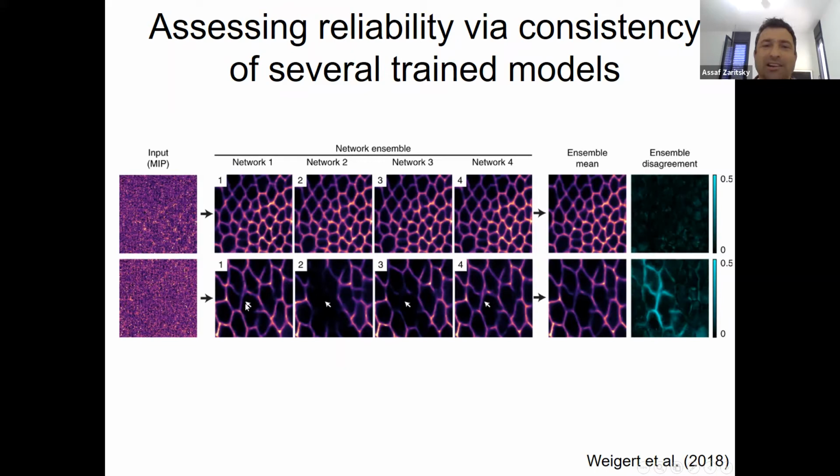cell-to-cell junction, right? The junction that connects the two cells in some of the networks, and in some of them, you just don't get that. And this is why you get a very high uncertainty here. And using that, you can get some idea regarding the confidence of the results, whether you can trust or not what you get, at least in terms of the network.